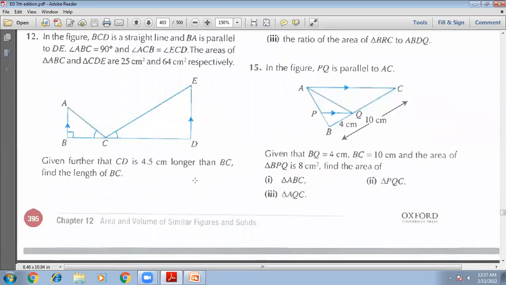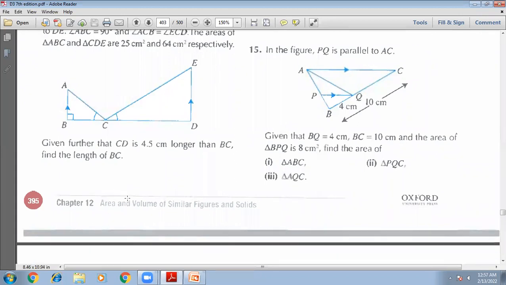Now question number 15 is showing on your screen. In the figure, PQ is parallel to AC. Given that BQ is 4 centimeters and BC is 10, and the area of triangle BPQ is 8 centimeters squared, find the area of triangle ABC. Very easy. I know the area of this triangle, and he wants me to find the area of this big full triangle ABC.